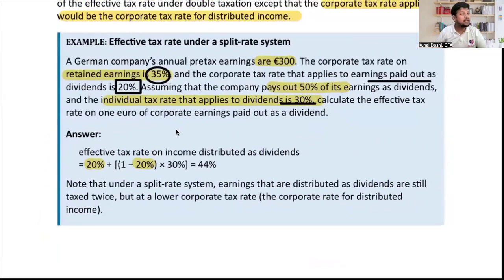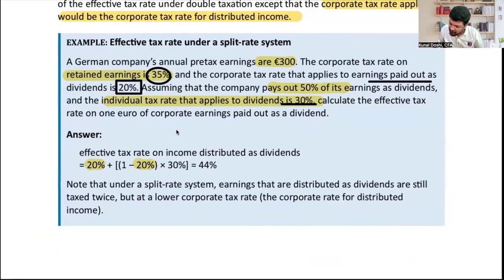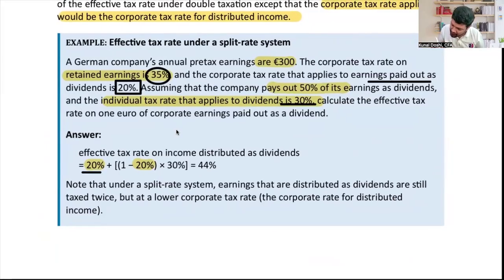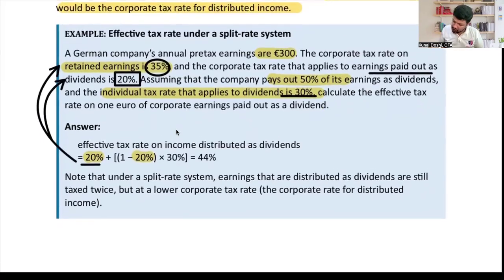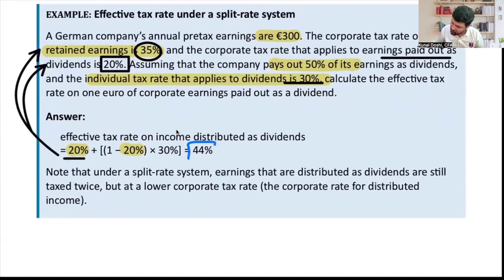So now we will calculate the effective tax rate. The formula will not change at all. But now instead of taking the higher tax rate on retained earnings, we will take the special tax rate if the company is going to pay out dividends, right? So my now effective tax rate here, you will notice, is 100.